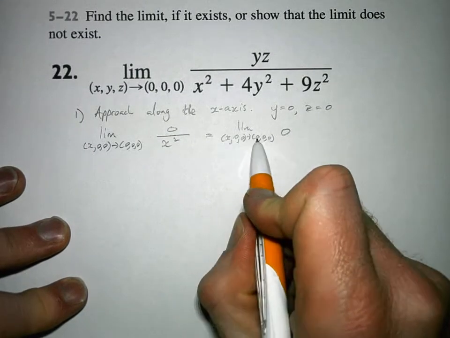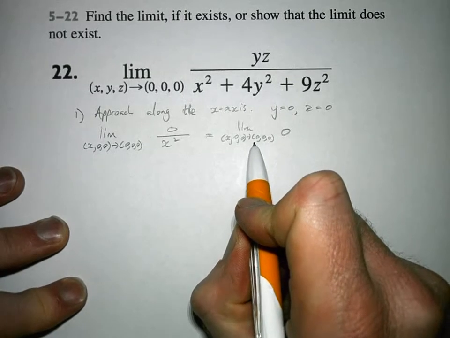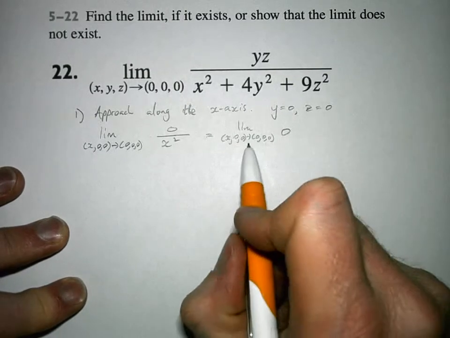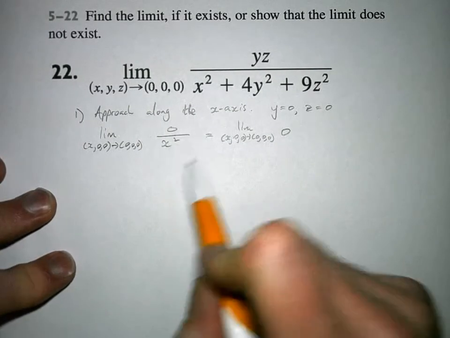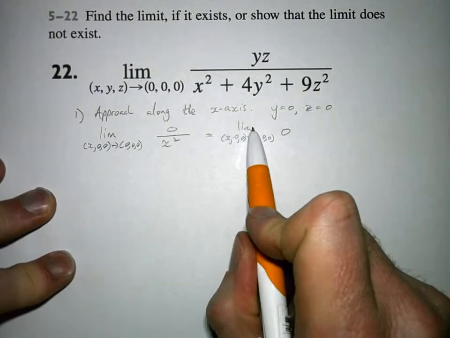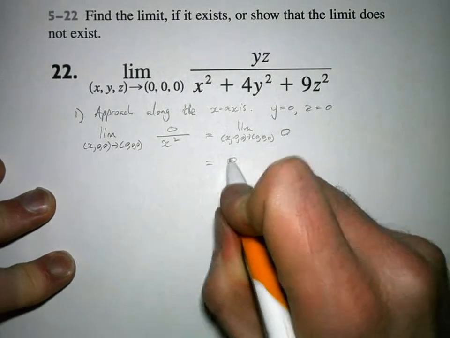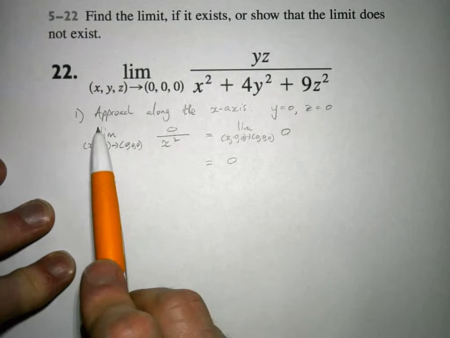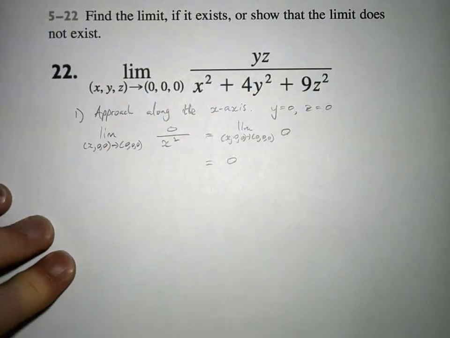Because x is approaching 0. It's not equal to 0. We don't care what happens at 0. We care what happens at values close to 0. So at values close to 0, x is non-zero. So 0 divided by a non-zero number is 0. Now we've got the limit of a constant, and that's simply equal to the constant. Alright, so as we approach this point along the x-axis, we get a limit of 0.